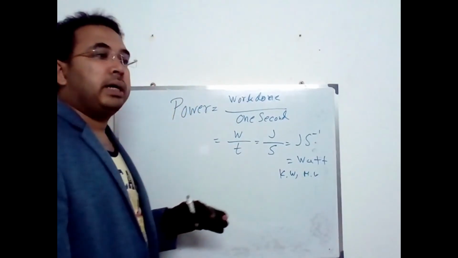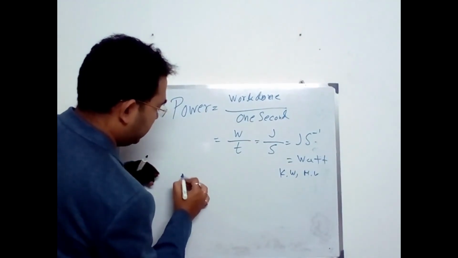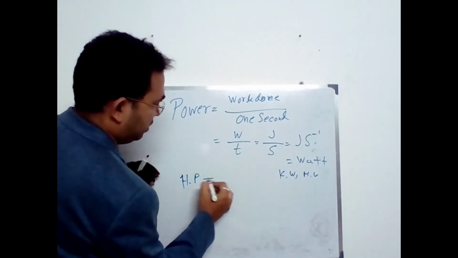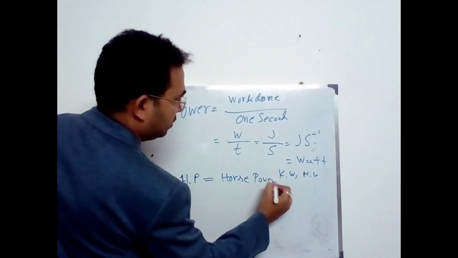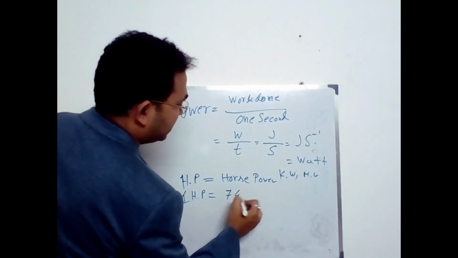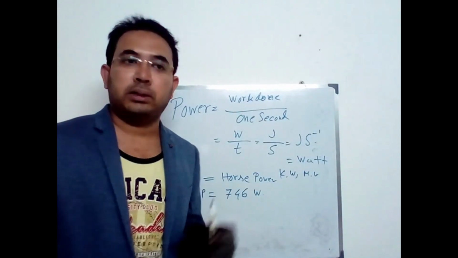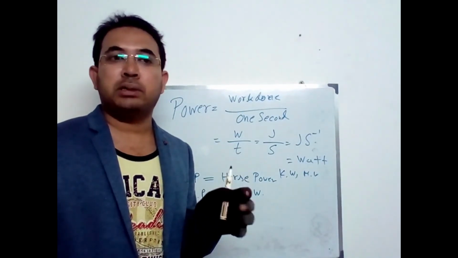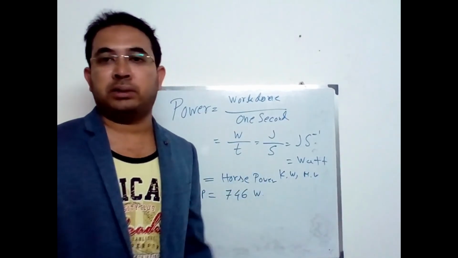Okay, and in mechanical engineering we often use this term, that is HP, horsepower. 1 HP equals to 746 watt. Even মোটরের গায়ে লেখা থাকে যে 1 HP motor, that means the motor consumes 746 watt of electricity.